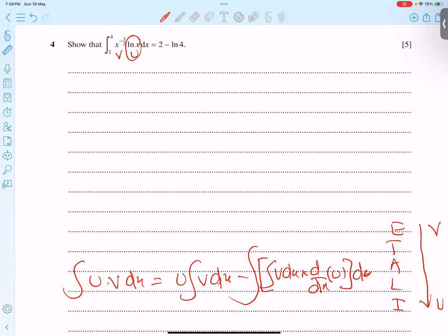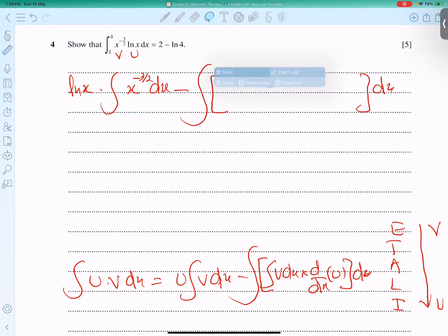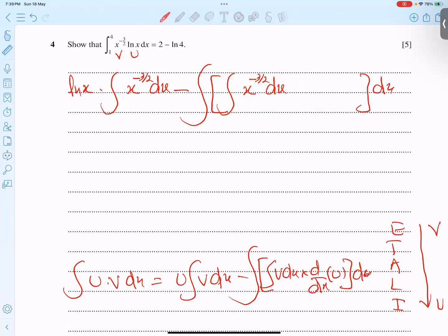So now the log function is u. I'm copying ln x as the u function, and the integration of x to the power negative 3 by 2 dx. Sorry, a big integral sign, bracket starts, bracket ends, and I'm copying and pasting all of this fully, times the derivative of the u function, which is log of x.